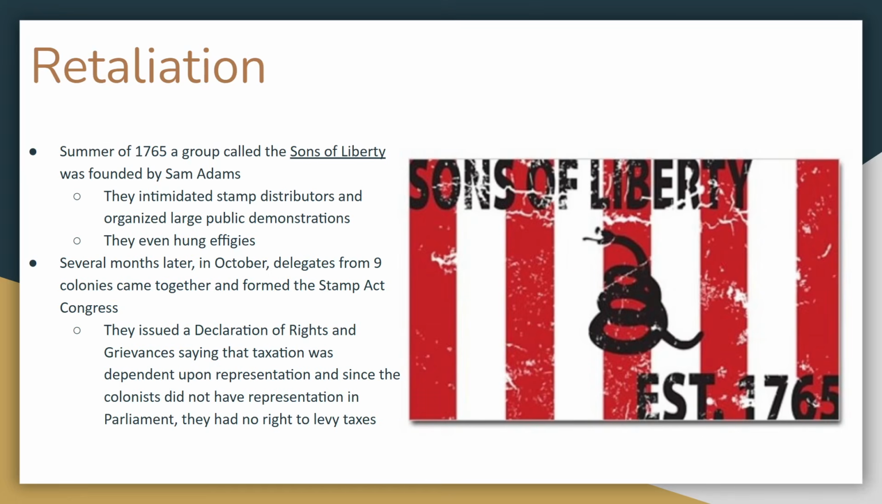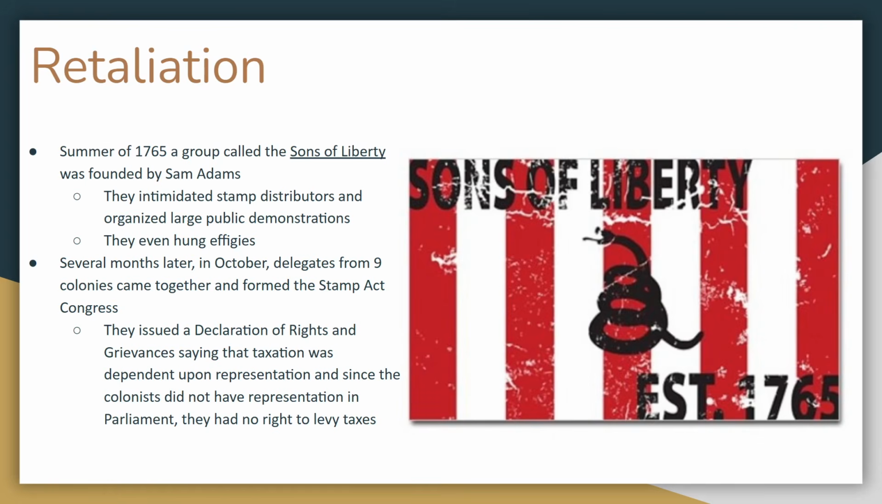Anyways, in the fall of 1765, we get delegates from most of the colonies, and they form what is going to be known as the Stamp Act Congress. It's not called that right away, but for our purposes, we're going to say that it is. They issue what they call the Declaration of Rights and Grievances. And this is where the famous no taxation without representation comes from.